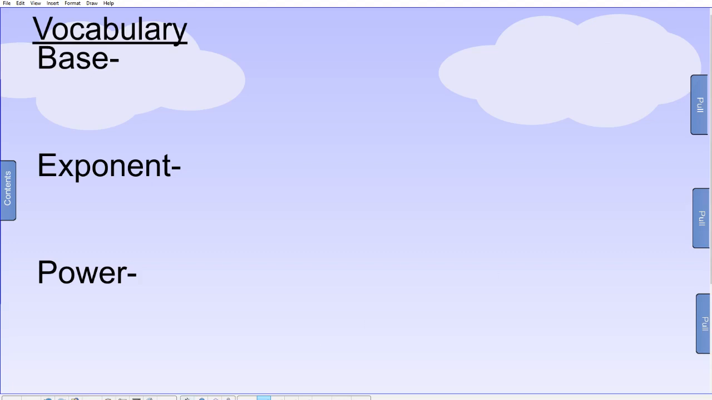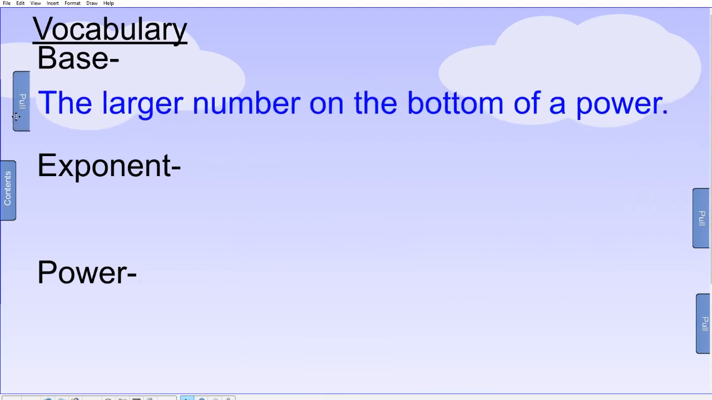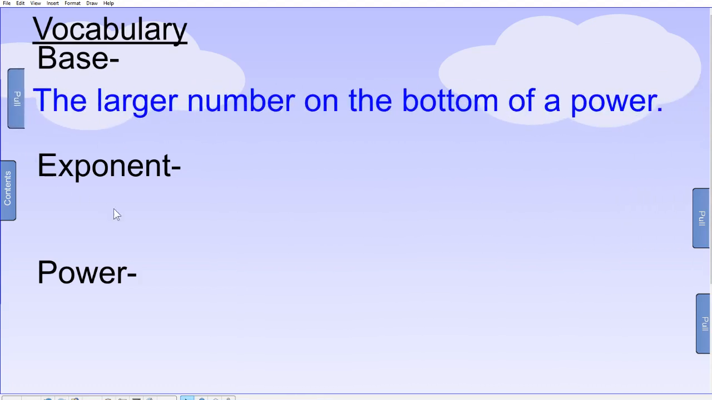Okay, so we have a couple vocab words we have to talk about. We've got base, exponent, and power. A base, when you're talking about powers and exponents, is the larger number on the bottom of a power. For example, if I use 5 to the 3rd, in this case the base is the 5. That 5 is the base. It's the big number on the bottom. It's the number that is going to be multiplied by itself multiple times.